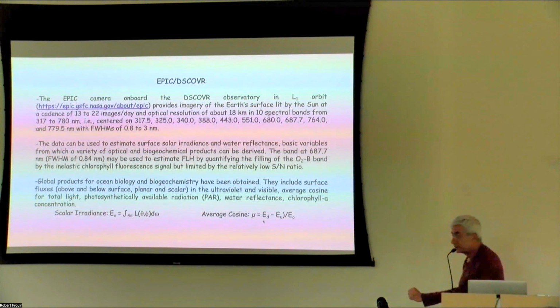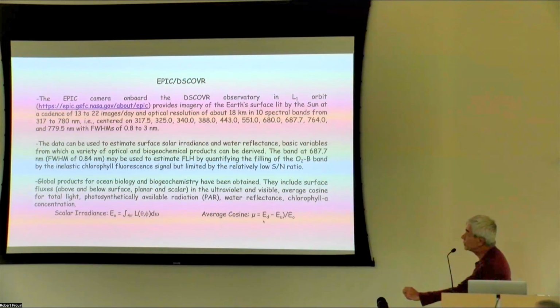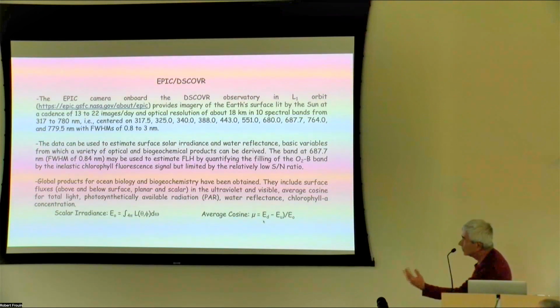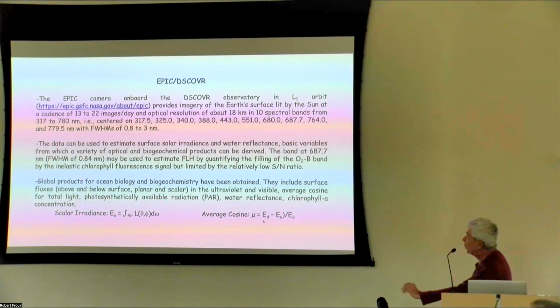Fortunately, we have right now in space a NASA mission called the DSCOVR mission, with this EPIC camera. You can look at the website here to get some details, but just Google DSCOVR EPIC and get all the information you need. This instrument provides imagery of the Earth's surface lit by the sun at a cadence of 13 to 22 images per day, optical resolution of 18 kilometers, so it's kind of coarse.